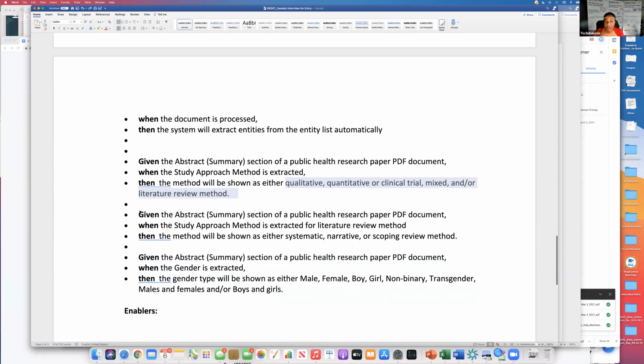And then for some of the other entities, it's the same. So you just split them out, okay? Given the gender, that was one of them. So given the abstract summary section of the research paper, when gender is extracted, then the gender will be shown as what? Male, female, boy, girl, non-binary, transgender, males and females, or boys and girls. And even here, it mattered whether it's capitalized or lowercase.